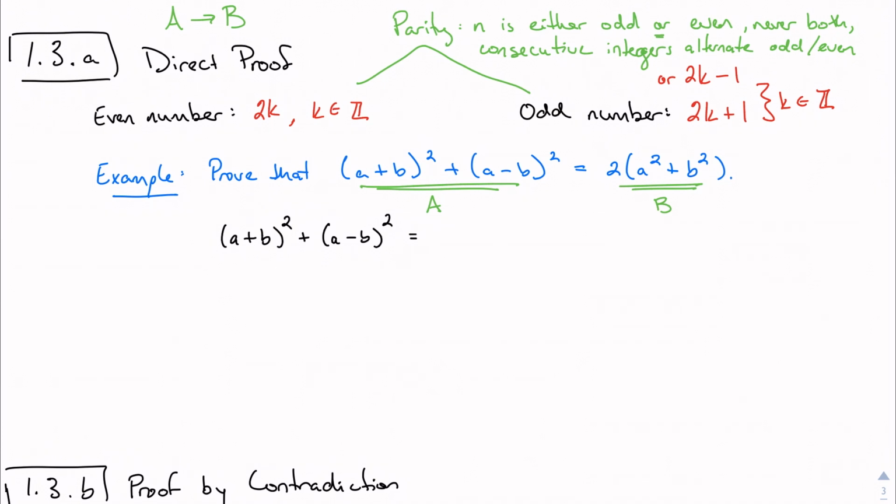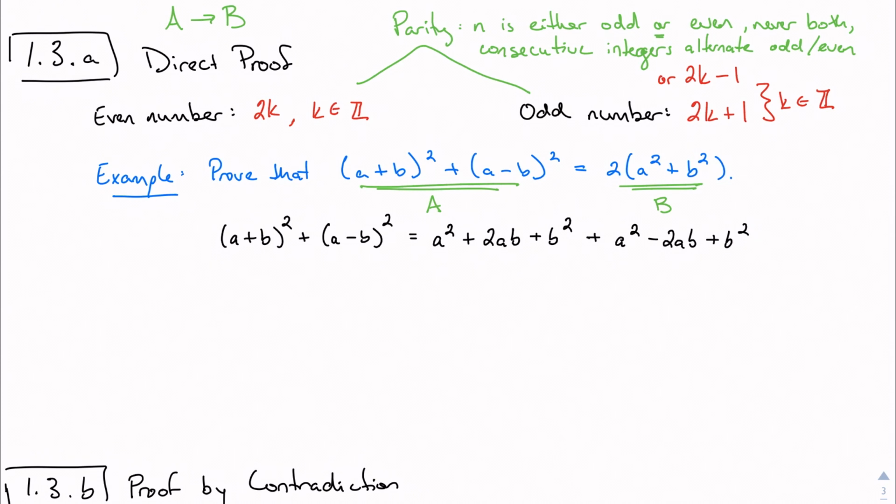Well, I kind of just need to play around with it, right? What can I do to this to get from one side to the other? Well, I can probably start by squaring these terms here. So a plus b squared, we know is going to look like a squared plus 2ab plus b squared. And then a minus b squared is going to be a squared minus 2ab plus b squared.